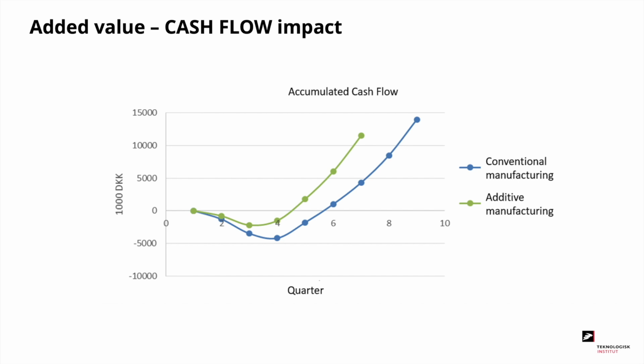The fourth group relates to cash flow impact. For all product development projects, almost all at least, you have curves like this. You start burning money, investing in the development, and then you hope to get the money back when you start selling products. The blue curve represents R&D work without using additive manufacturing, while the green curve represents R&D work using additive manufacturing. You see that the green curve is moved to the left, meaning that you start earning money earlier than if you didn't use additive manufacturing.